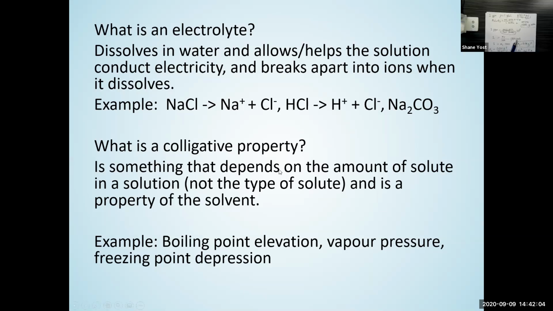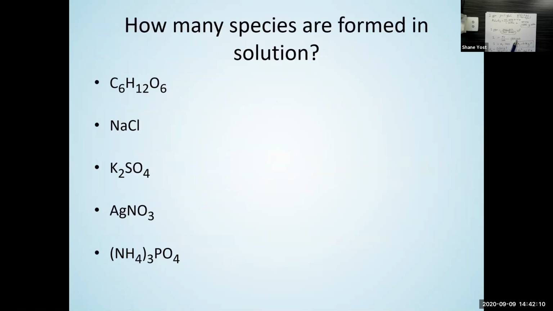Other questions? All right. So then for these, think about how many species are formed in solution. So for the first one, C6H12O6, if I dissolve that in solution, how many species, how many things is it forming? How many different things?